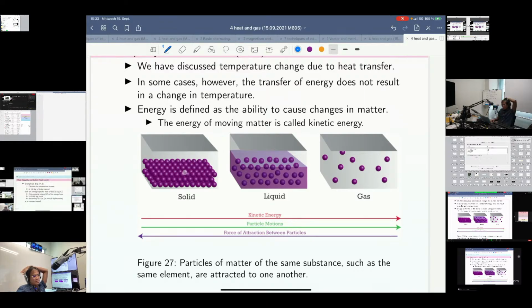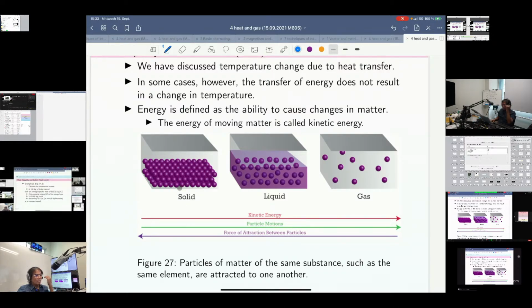Yeah, we have 3 different phases. The first phase is solid. Okay, the second one is liquid. Okay, the third one is gas, right? All of these 3 phases, what you have ever seen before, right? But we will get into the detail.